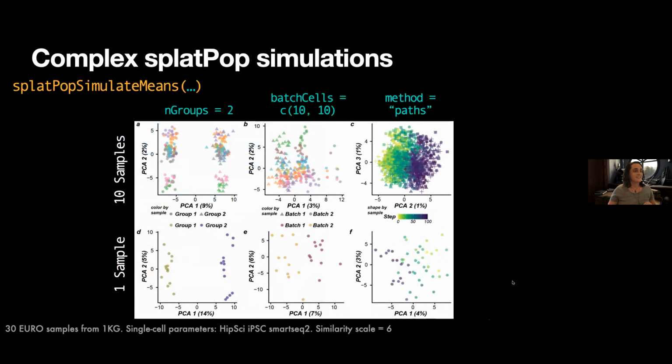There's a lot to see in this figure, but the main point here is that with SplatPop, we can also simulate whole populations with group, batch, and path effects. And importantly, all of these effects are really tunable. So you can make them as subtle or as obvious as you need for your particular case.